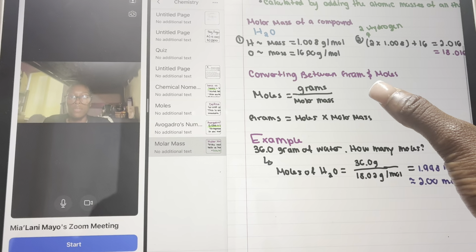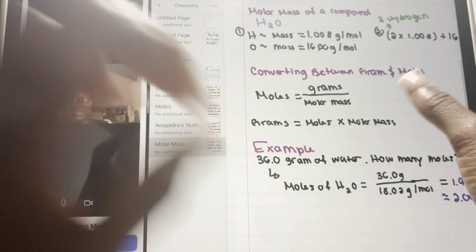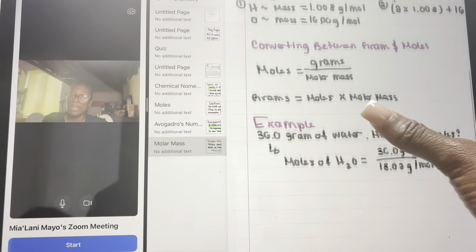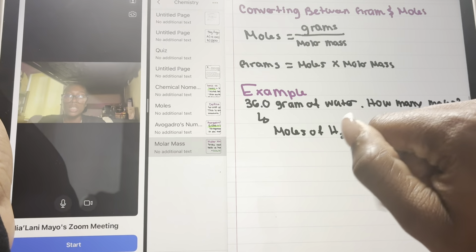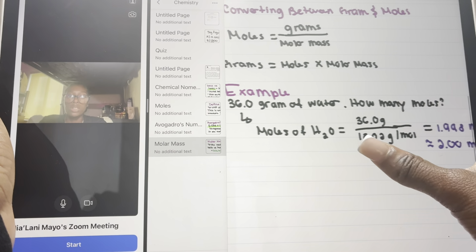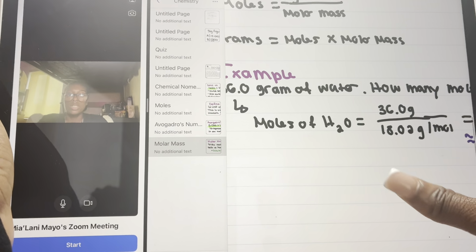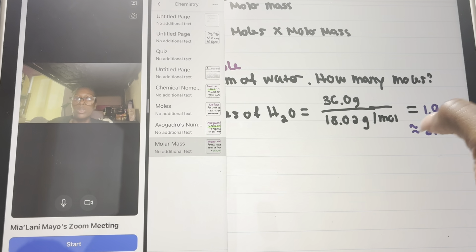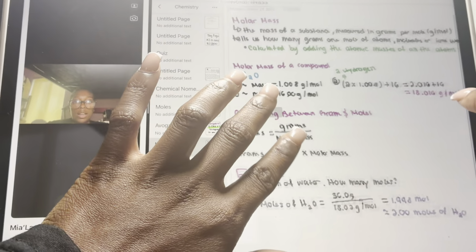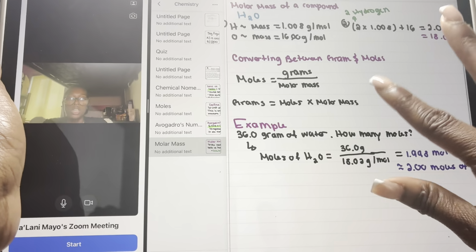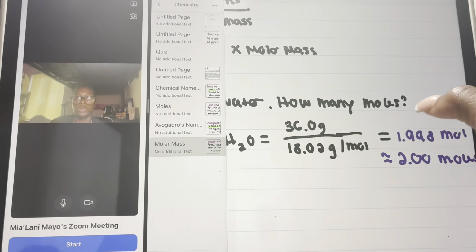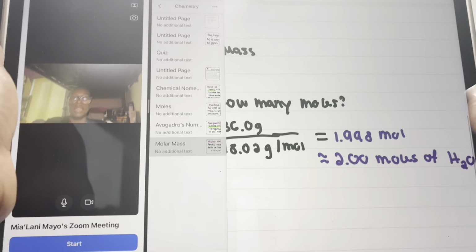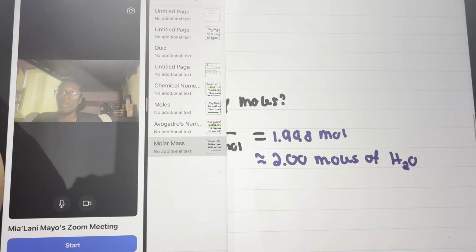For converting between grams and moles, moles is equal to grams divided by molar mass, and grams is equal to moles times molar mass. An example of this: I have 36 grams of water. How many moles is that? So moles of H2O: I took 36.0 grams divided by 18.02 grams per mole, because earlier we calculated the molar mass, and I got 1.998 moles. This rounds to 2 moles of H2O.